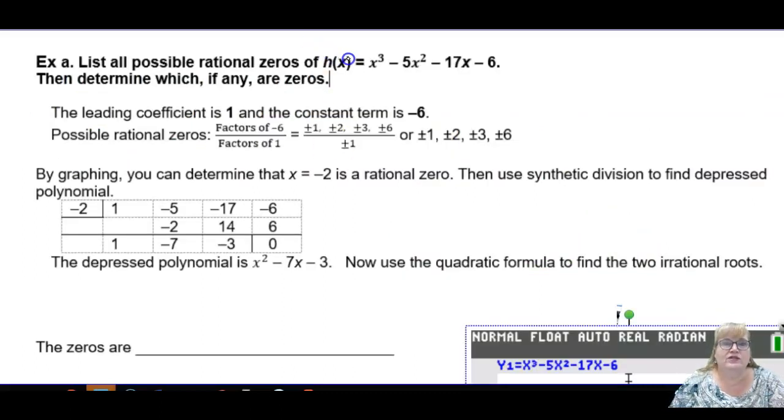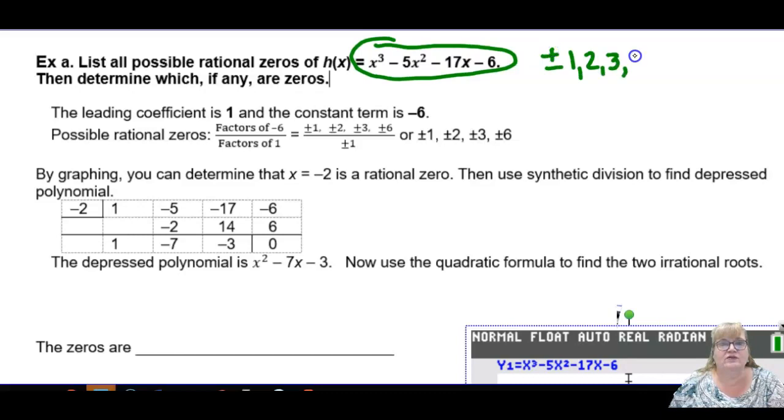So when we get to a question like this, it says list all the possible rational zeros and determine if any are zeros. So our constant is 6, our leading coefficient is 1, so we have plus or minus 1, 2, 3, what else goes into 6? Just 6, okay? Those are our only possibilities. Now, you can graph for your second step to determine which one, if any, of those work, okay?